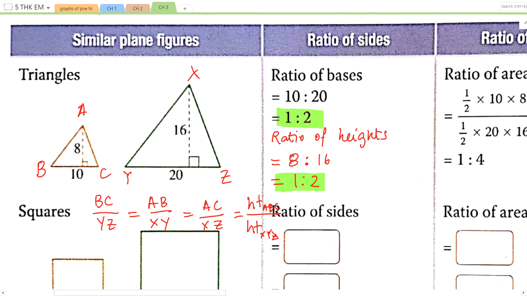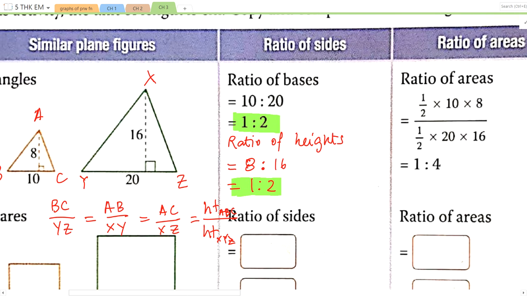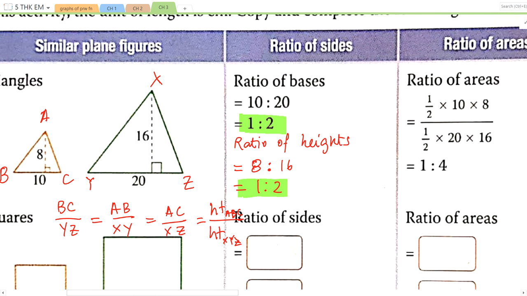Next, what about the ratio of the area? Half times base times height. We can all do that. So the area for the smaller triangle, half times 10 times 8, base and height, divided by half times 20 times 16, 20 and 16. What do we get? 1:4.